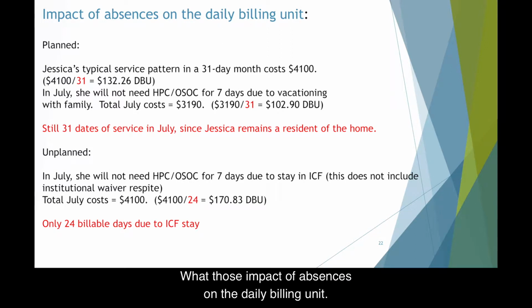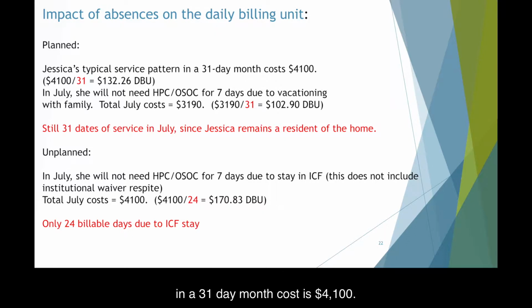What is the impact of absences on the daily billing unit? Planned. So Jessica's typical service pattern in a 31-day month costs $4,100. So it's 4,100 divided by 31, and you get the 132.26 DBU.